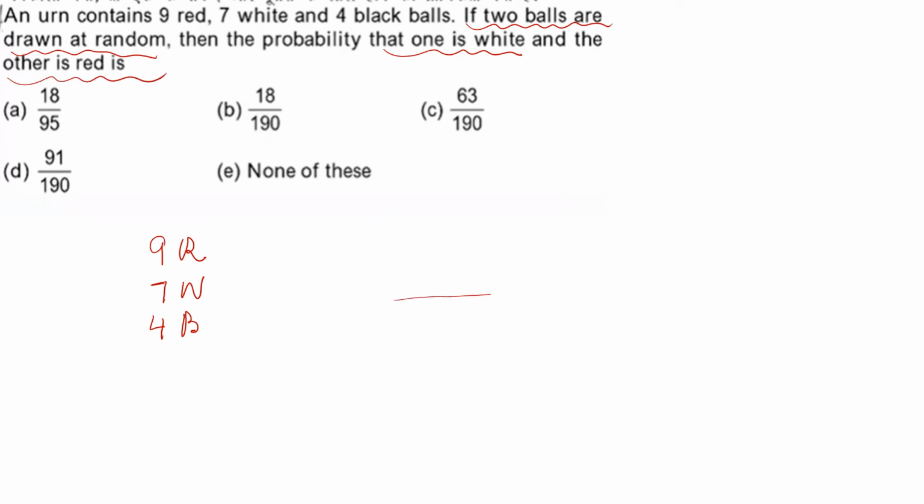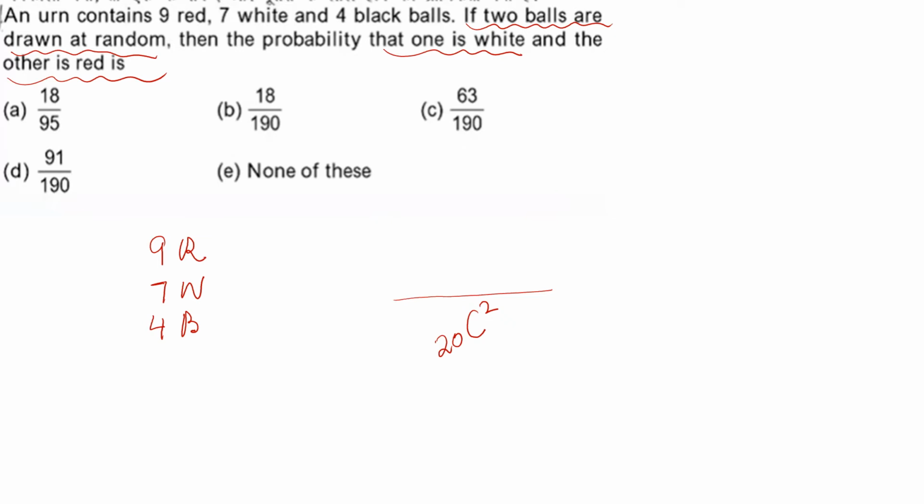First of all, they are not saying first take out one ball and then take out the other ball. They are just telling you that out of the 20 balls, take out 2 balls. So you will write the selection of the probabilities as 20C2. Out of the total, you have to select the 2 balls.